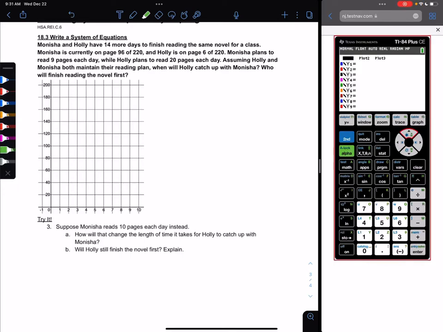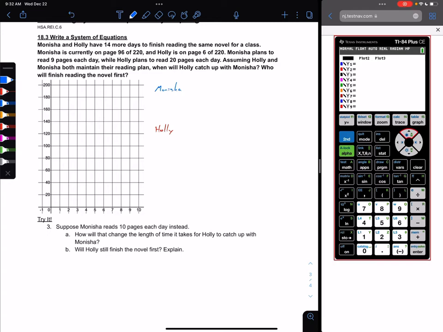In this video, we're going to look at topic 18, example 3, write a system of equations. So we're told that Monisha and Holly have 14 more days to finish reading the same novel for a class. Monisha is currently on page 96 of 220, and Holly is on page 6 of 220. Monisha plans to read 9 pages each day, while Holly plans to read 20 pages each day. So we have Monisha and Holly.